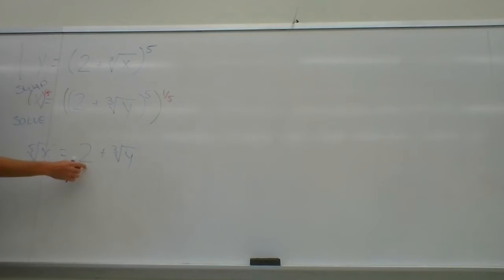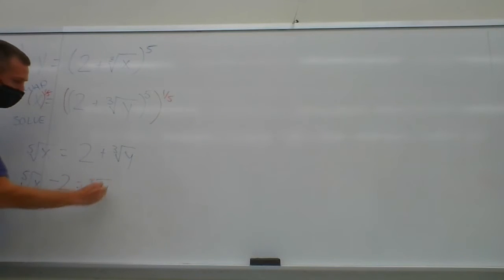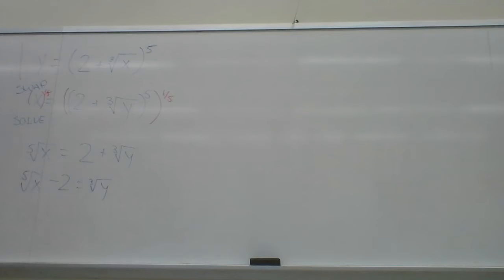Next, instead of adding 2, we'll subtract the 2. And then instead of taking the third root, we'll raise both sides to the third power. And that will cancel out the third root and introduce a third power on the other side. So this new y value will be defined as the inverse.